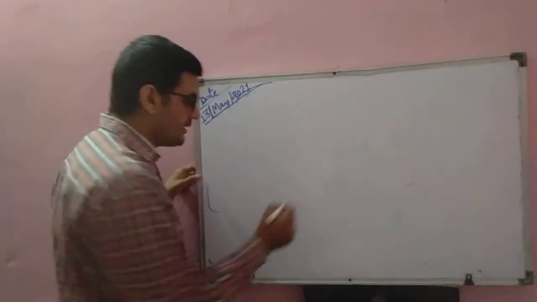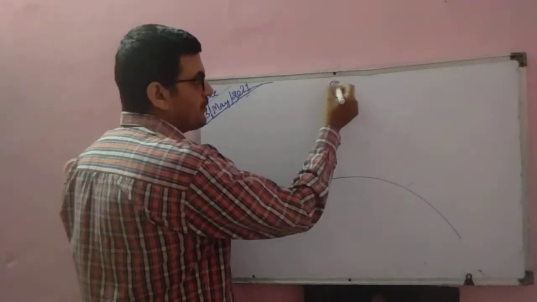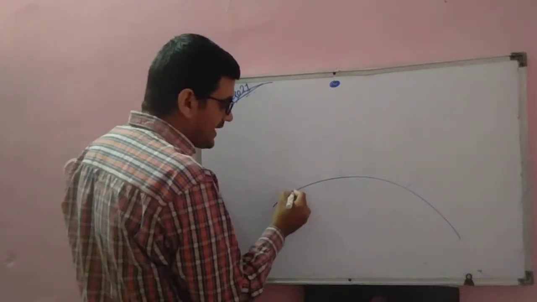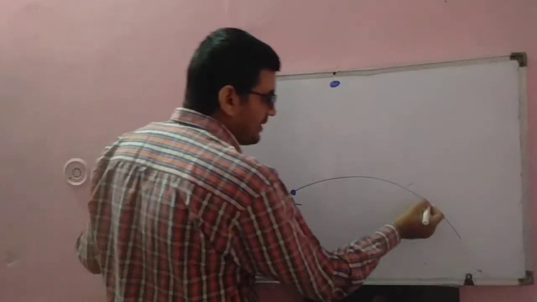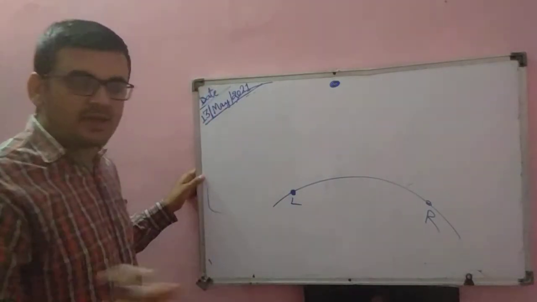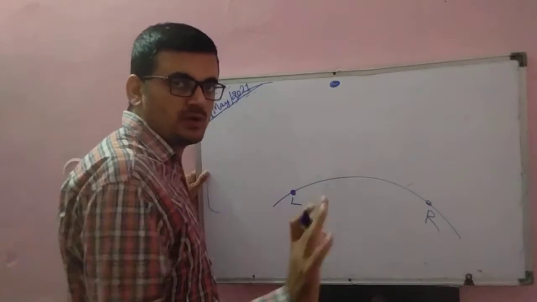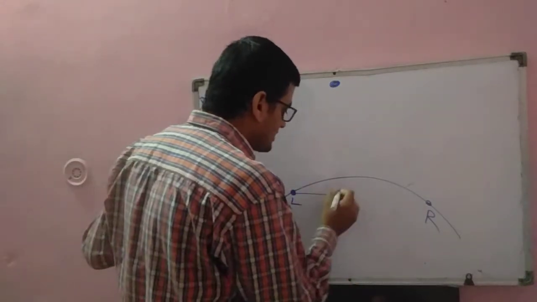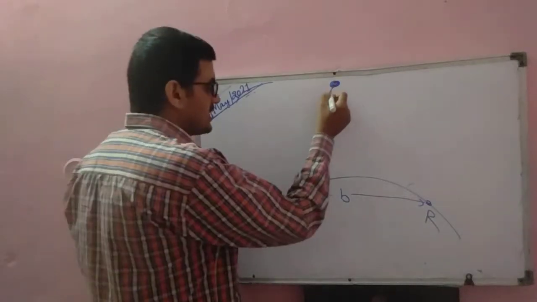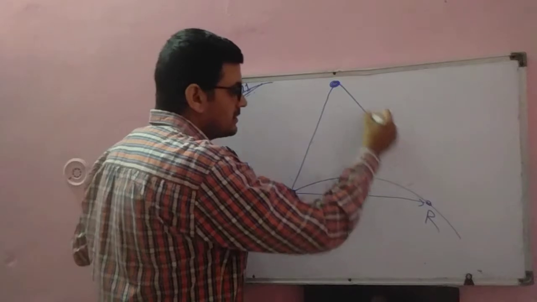Student, look here. Suppose this is our Earth and this is the position of a star or any planet. I have taken two points of observation, left and right, like this. This is the surface of Earth. We can take these points of observation by our choice. So let the distance between these two be B. We have to calculate this distance.